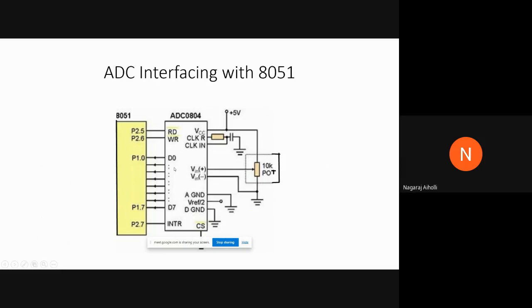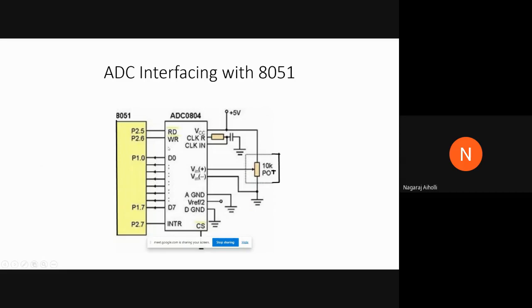And how is the data read? Data is read from the data pins, that is D0 to D7 pins. Whatever digital data is there in the ADC will be read into the 8051 microcontroller port 1, P1.0 to P1.7. That is, the digital output bits of the ADC will be sent on the D0 to D7 pins, and will be available on P1.0 to P1.7 pins of the 8051 microcontroller.